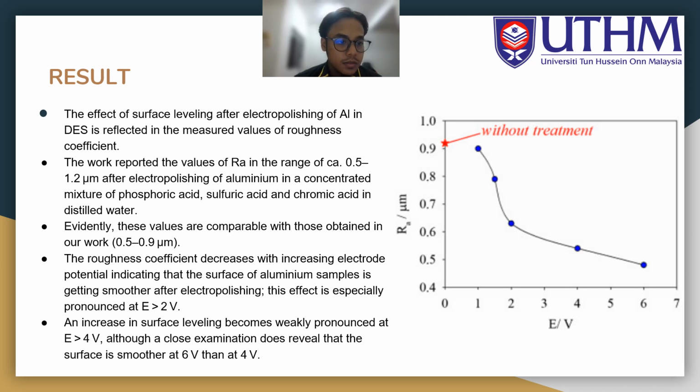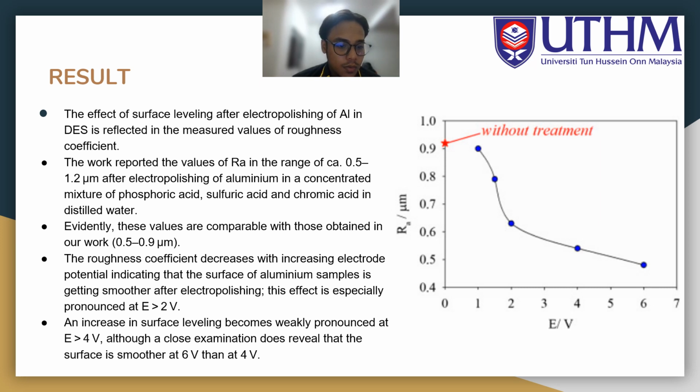And now this is the result. The first one is the effect of surface leveling after electropolishing of Al in DES, reflected in the measured values of roughness coefficients. Second, the work reports the value of Ra in the range of 0.5 to 1.2 after electropolishing of aluminium in a concentrated mixture of phosphoric acid, sulfuric acid and chromic acid in distilled water. Third, eventually these values are comparable with those obtained in our work, 0.5 until 0.9.